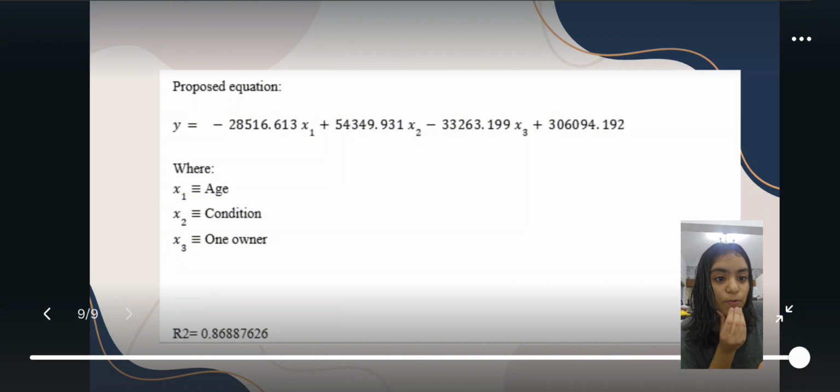So it is y equals negative 2851.613 x1 plus 6434.931 x2 minus 33263.199 x3 plus 306094.192, having x1 as age, x2 as condition, and x3 as if it has one owner.